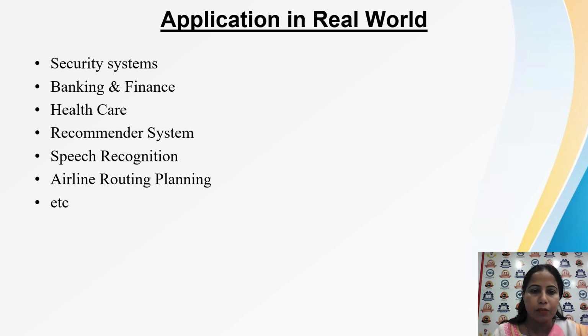Recommender systems are actually used in entertainment or e-commerce, where data science helps to suggest to a user or client a particular item or product or content. Data science helps extensively in speech recognition to understand and interpret the spoken language. And data science also helps in airline and route planning to optimize the routing and to reduce the cost and to determine the best schedules.